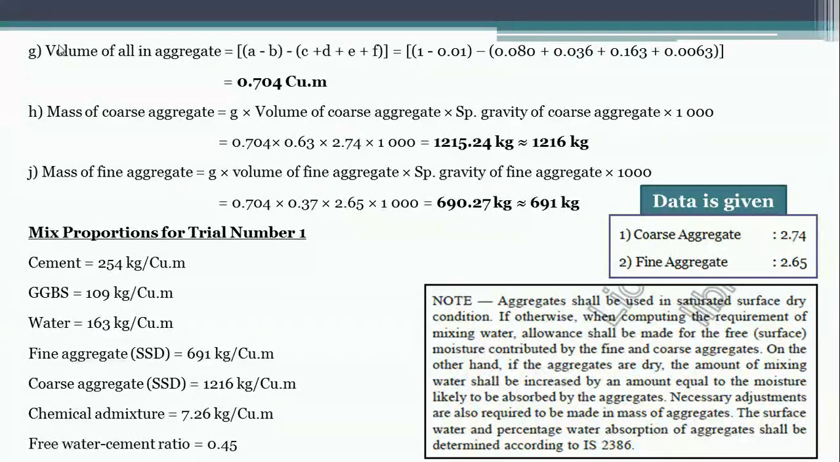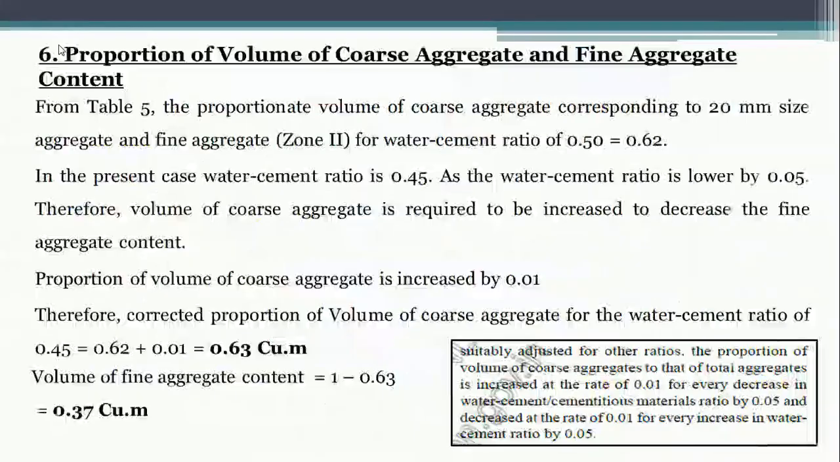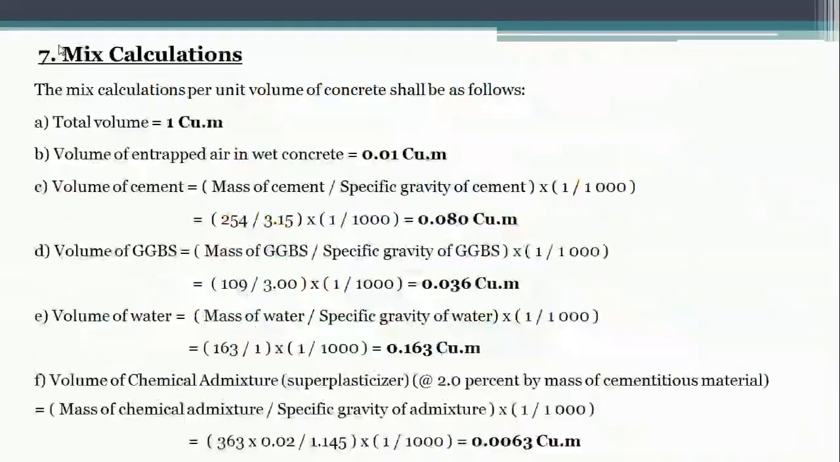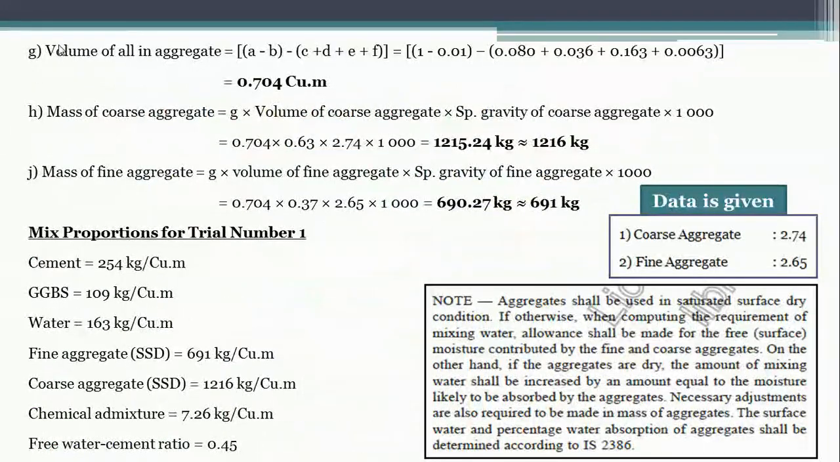Okay, G into volume of coarse aggregate into specific gravity of coarse aggregate into 1000. So G value is 0.704 and the volume of coarse aggregate we have found here is 0.63. I've highlighted it in bold. So 0.63 into 2.74, the specific gravity of coarse aggregate given in the problem, into 1000. So you will get 1215.24 kg. I have approximated to 1216 kg.